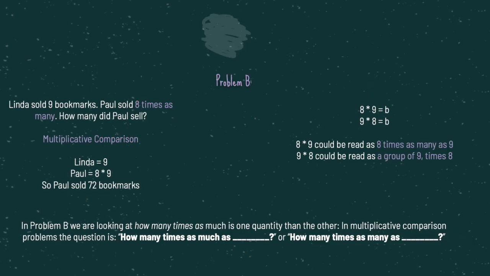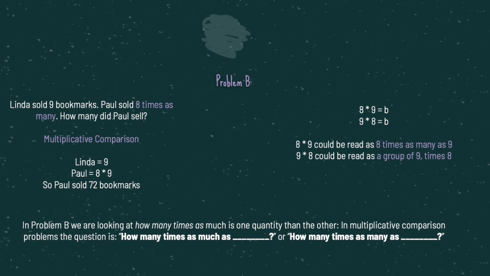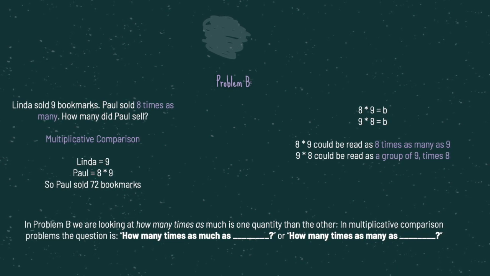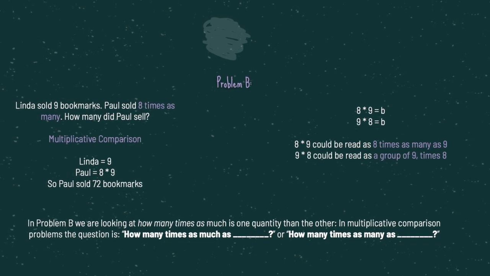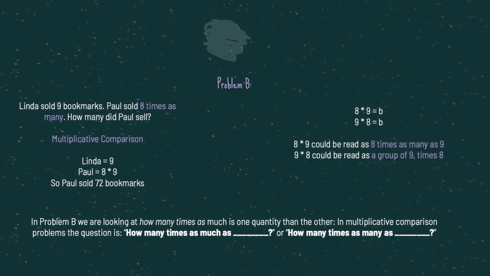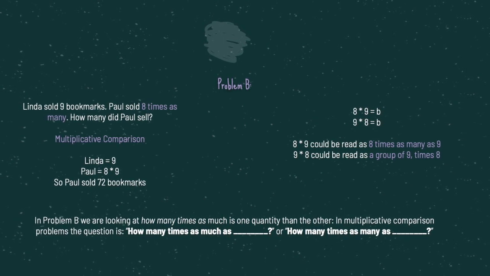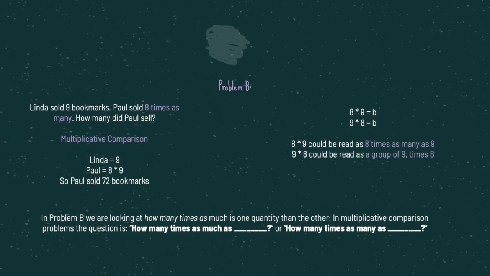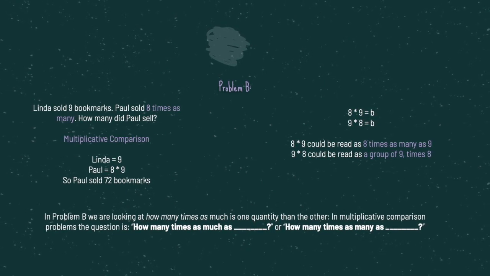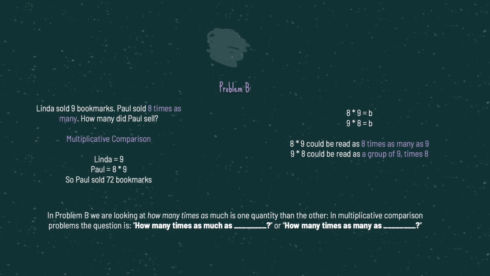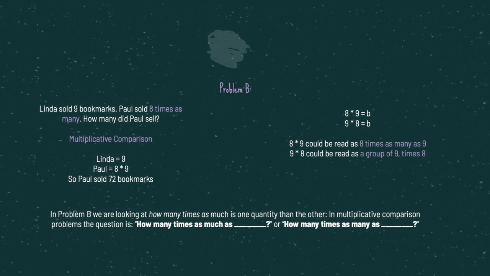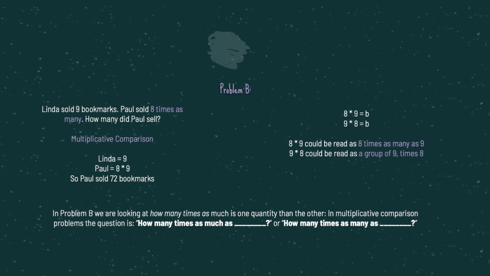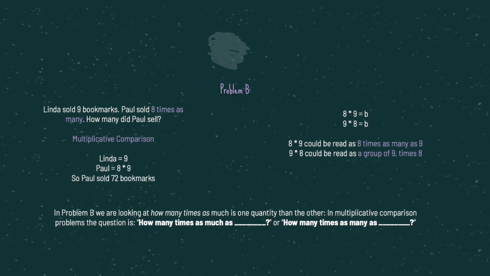Take a look at problem B. We might write 8 times 9 equals B, or 9 times 8 equals B. The number sentence 8 times 9 could be read as 8 times as many as 9, and 9 times 8 could be read as a group of 9 times 8.